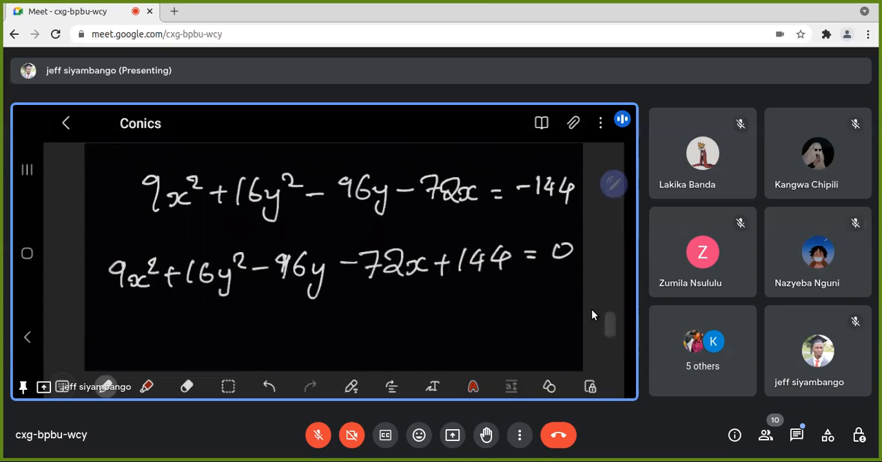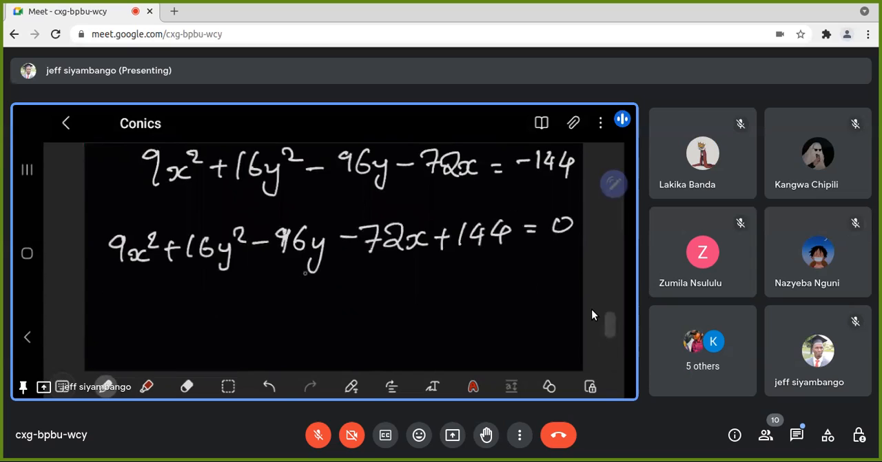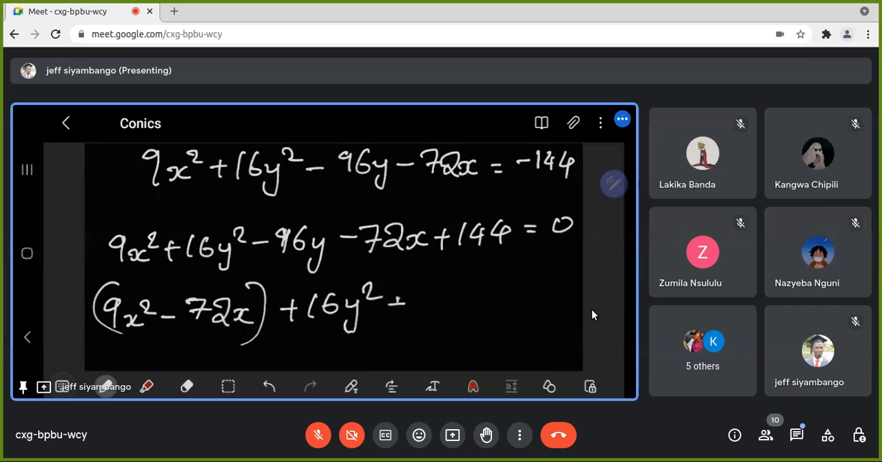The rule about completing the square: first, you don't have the cross product. Nice. So group everything with an x, everything with a y, basically similar to what we did when we worked out that 3D sphere problem. Then you have 16y squared, then you have minus 96y. I've grouped everything according to how similar they are.